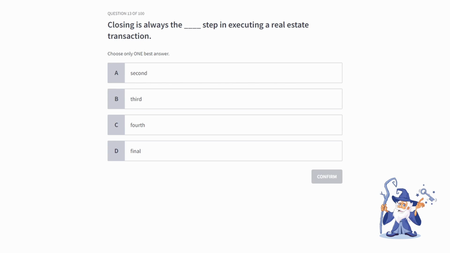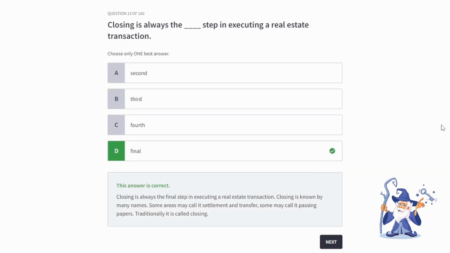Okay, so what is the correct answer for this one? Well, it's going to be D. That's right, final. Closing is always the final step in executing a real estate transaction. Obviously, closing is known by many names, but traditionally it's called closing, and it is always, always the final step in executing a real estate transaction.